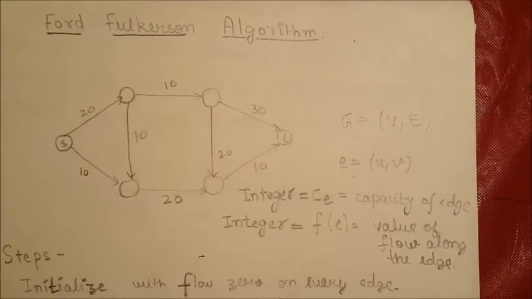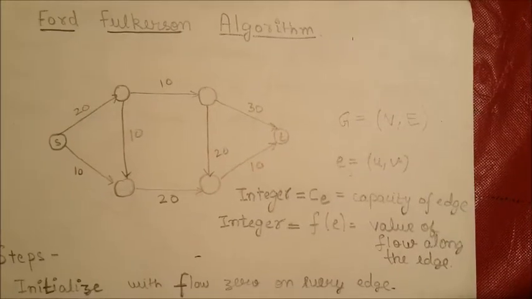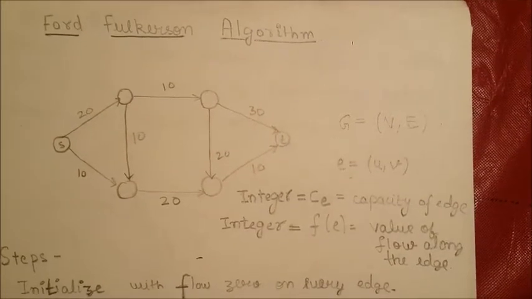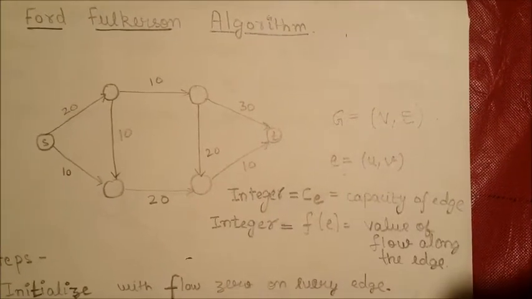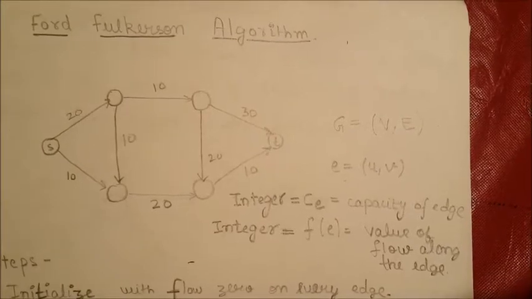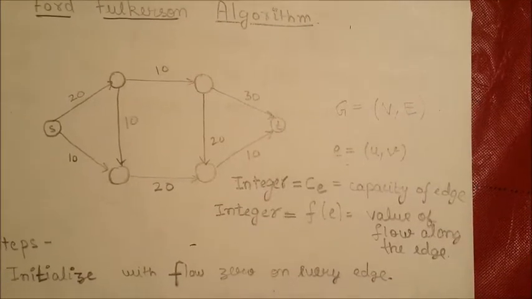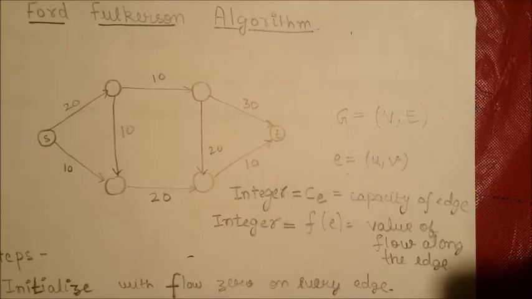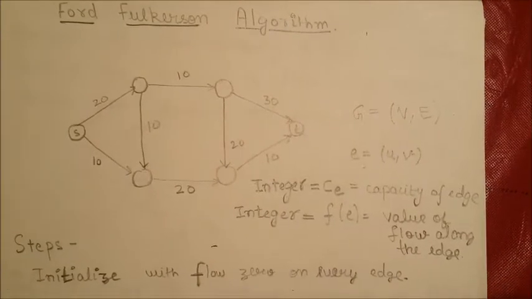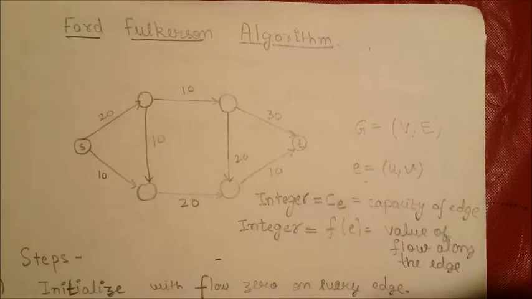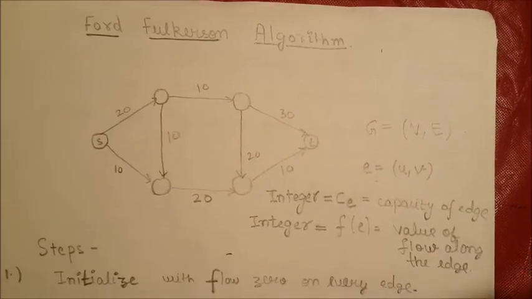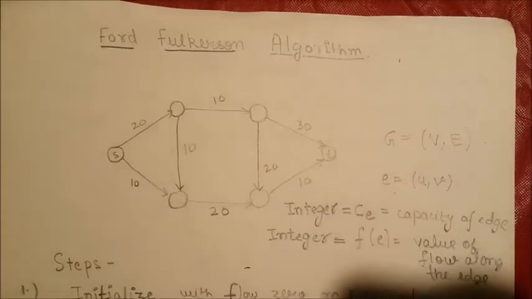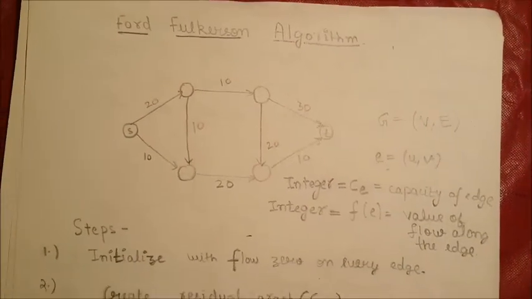Now before we move on, let me explain certain terms that are required for the Ford-Fulkerson algorithm. The first term is the capacity of an edge, which we'll denote as C of E, and we will also denote the flow along an edge as F of E. Note that the flow value F of E can have a maximum value equal to C of E. So F of E will always be less than or equal to C of E.